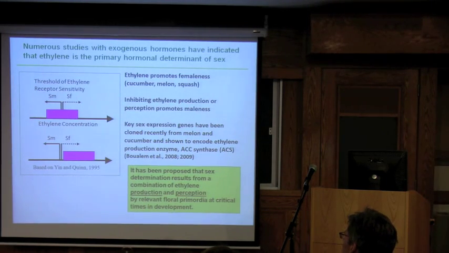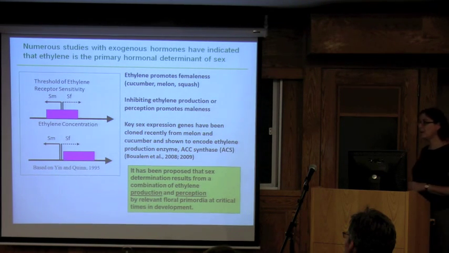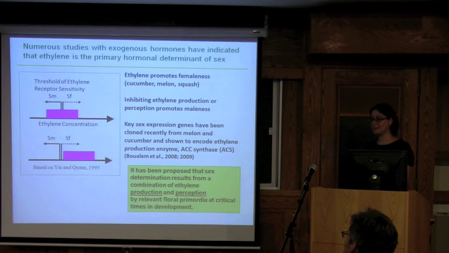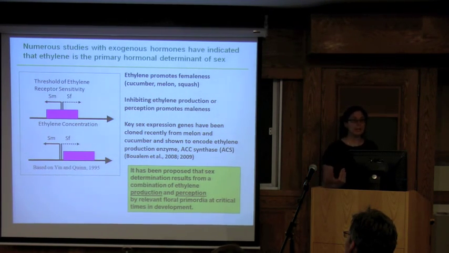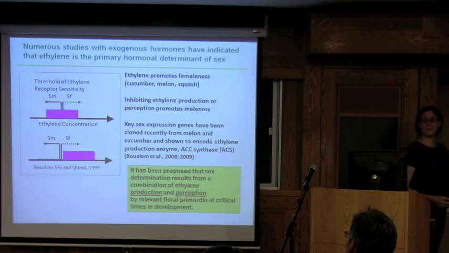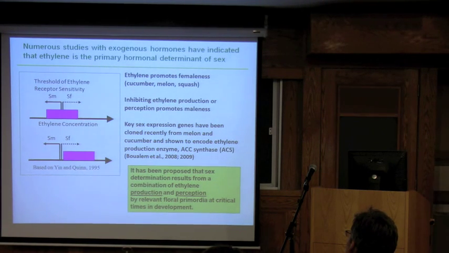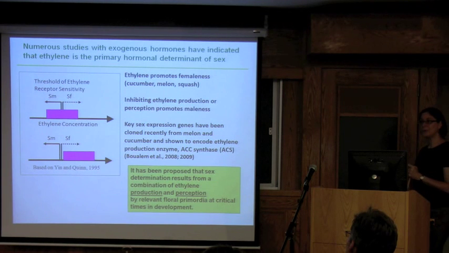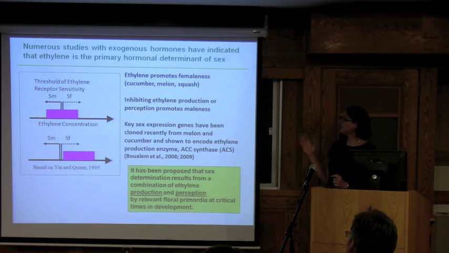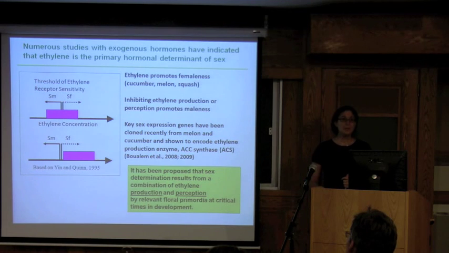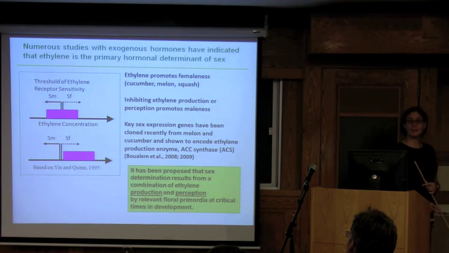In addition, numerous studies with exogenous hormones have indicated that ethylene is the primary hormonal determinant of sex in these species. In species such as cucumber, melon, and squash, ethylene will promote femaleness, so if you spray a plant with ethylene, you'll get more carpel-bearing buds, while inhibiting either ethylene production or perception, for example, spraying with silver nitrate, you will increase maleness.